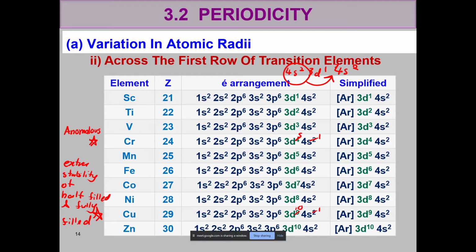Outside of chromium and copper, kalau you guys tengok across the period, so this is the susun across the period, electron yang bila kita isi, we keep adding to the d orbitals. Kita keep adding to the d orbitals. Okay, so that means when kita keep adding to d orbitals, the electrons are added into the inner electron. So this is the inner electrons, and this is the valence electron lah dekat luar ni. So this is the valence electron.